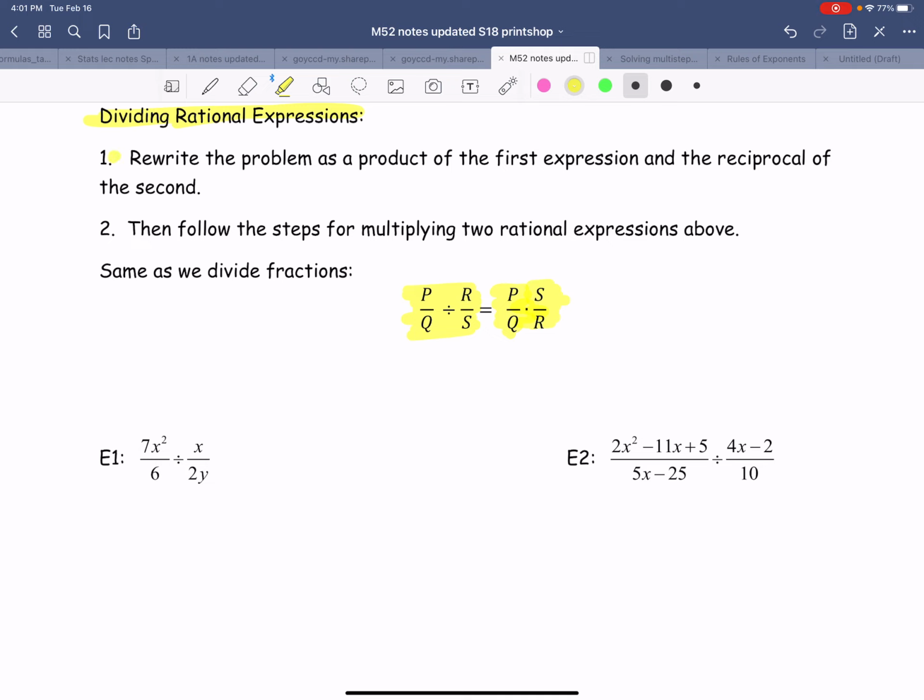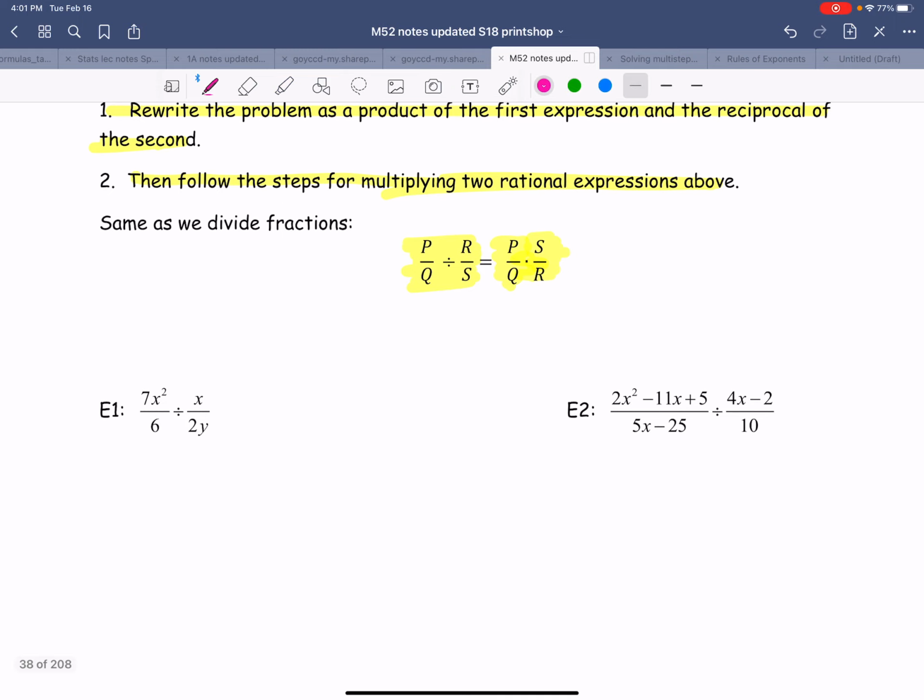So again, rewrite the problem as a product of the first expression and the reciprocal of the second, and then follow the steps for multiplying rational expressions that we just saw in several examples. Let's look at our first example. We'll start with the easier ones and then bump it up a little.